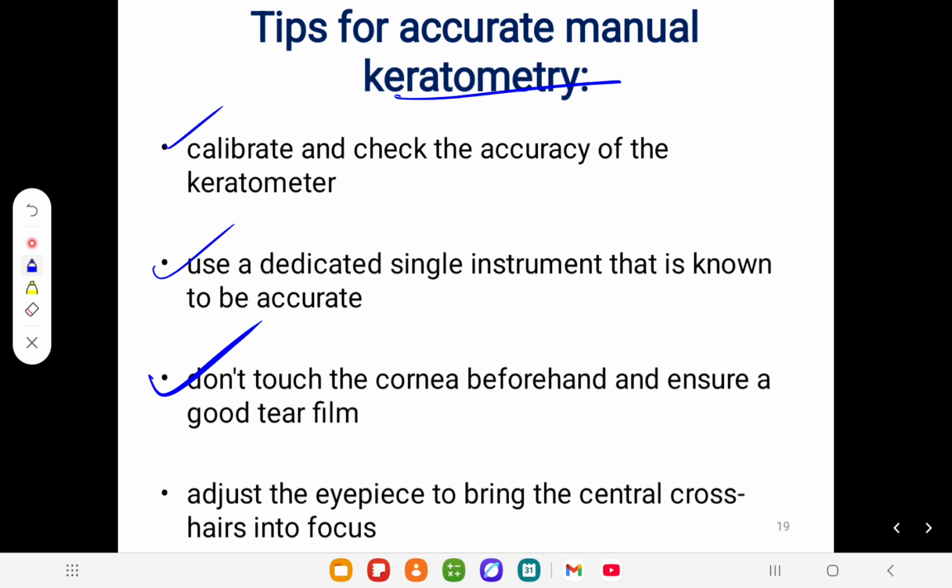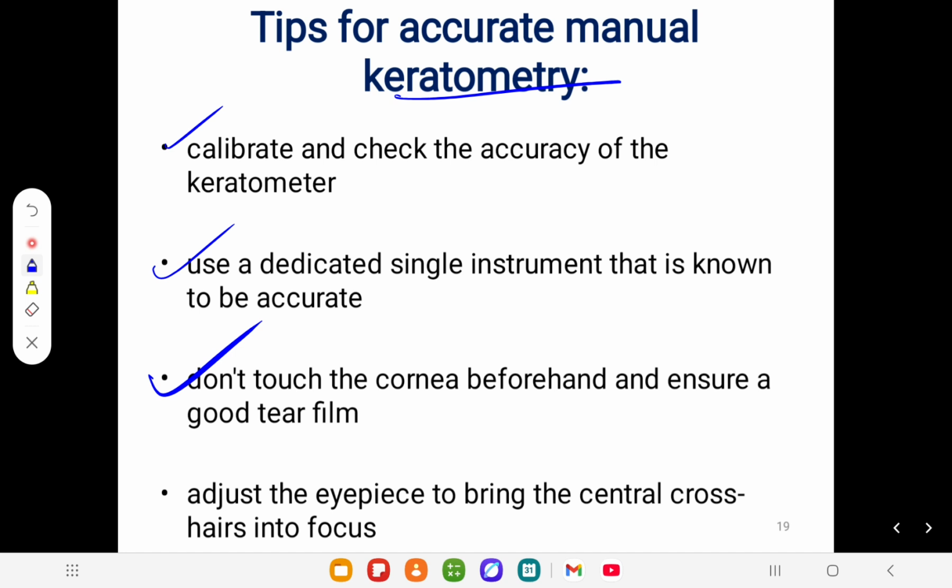So that's why never do the biometry, not just axial length calculation, by touching the cornea before keratometry. You have to do keratometry first, then you will move on to any invasive procedure. Okay, and make sure that there is a good tear film, otherwise keratometry is bad.